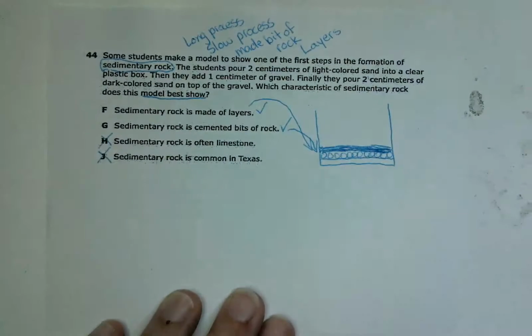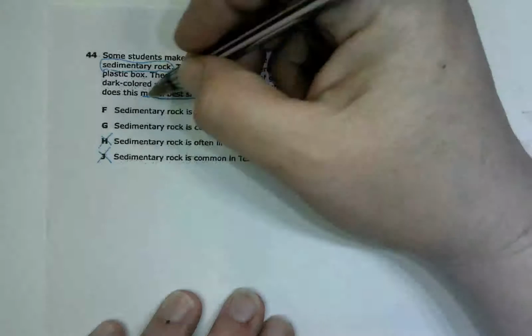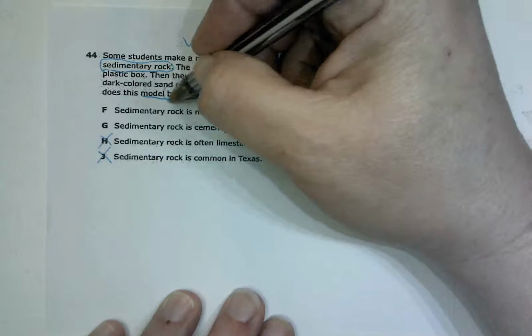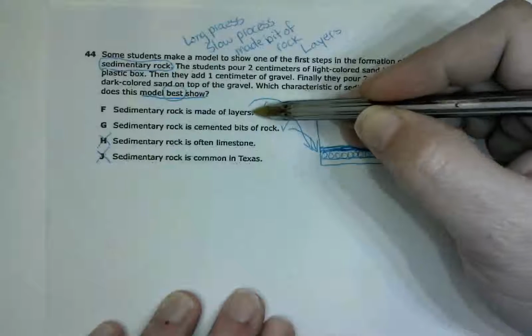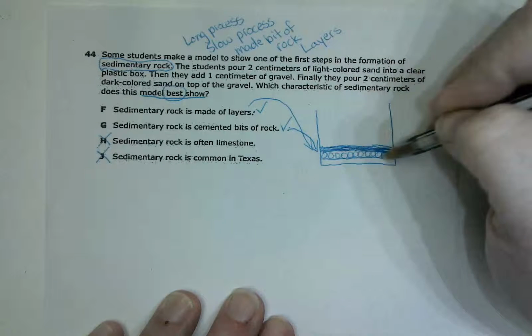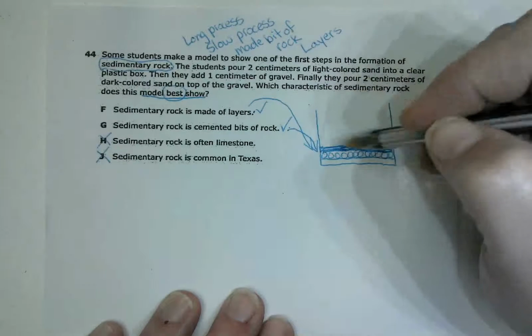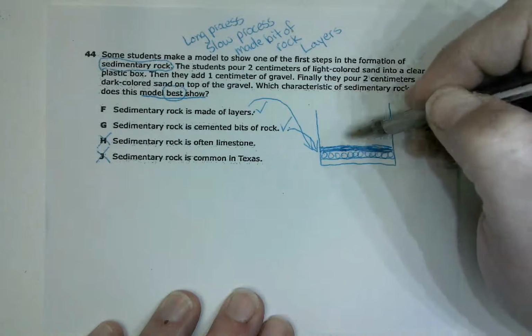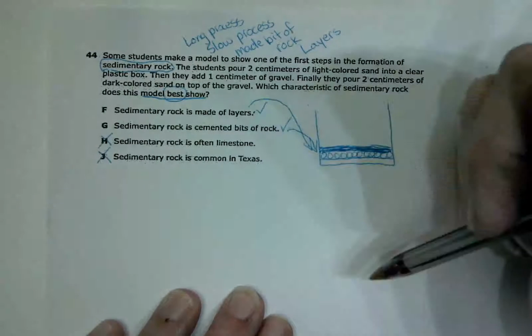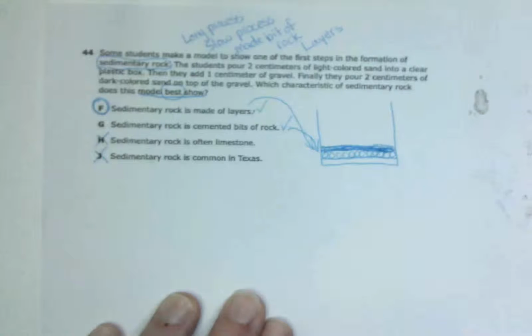So we've eliminated our 2 obvious non-answers, and we're left with the 2 that could be the answer or are close. So we need to look back, and it says, what does the model best show? Does it best show that it's layers, or does it best show that it's bits of rock? Well, since we have layers, obviously, and yes, it's made of bits of rock, but the bits of rock are kind of a minor thing. If it was zoomed in showing that it's layers of rock that are all glued together, we would accept that. But in this case, we're going to say that it is F, layers of rock.